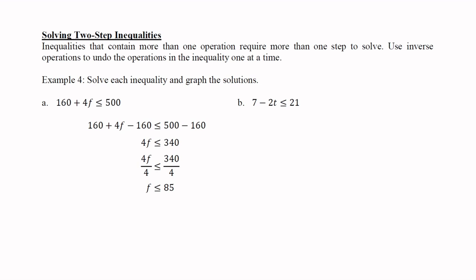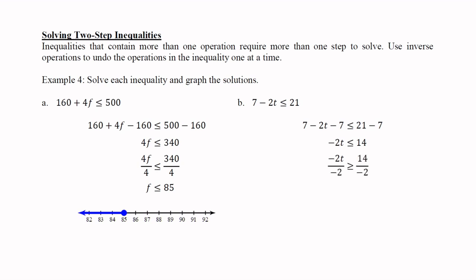For B, we're going to start by subtracting 7 from each side. Then we're going to divide each side by negative 2. And that gives us t is greater than or equal to negative 7.